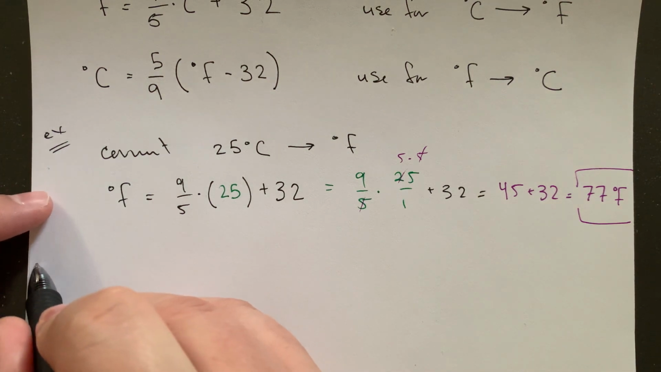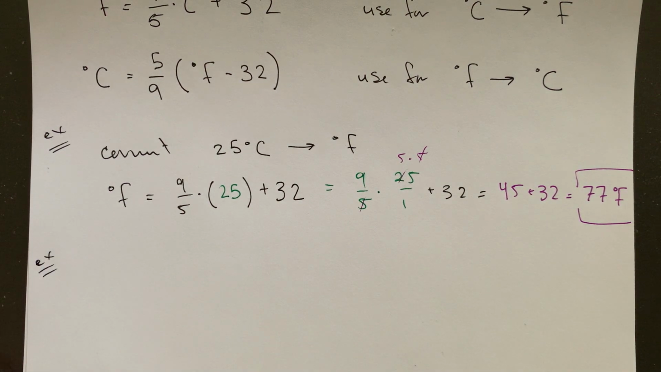So 25 in Celsius is like a nice 77 degree temperature, right? That kind of upper 70s, maybe a little sunshine, not too sunny, just a nice day.